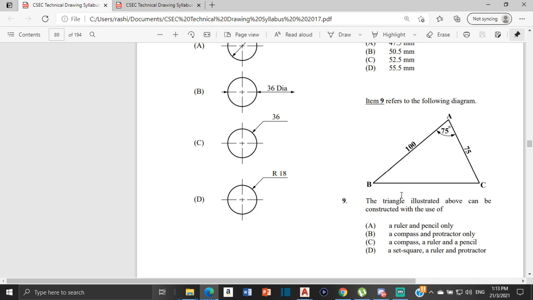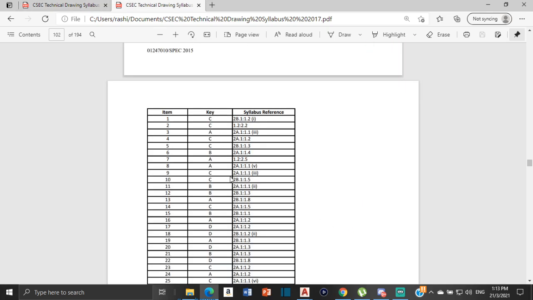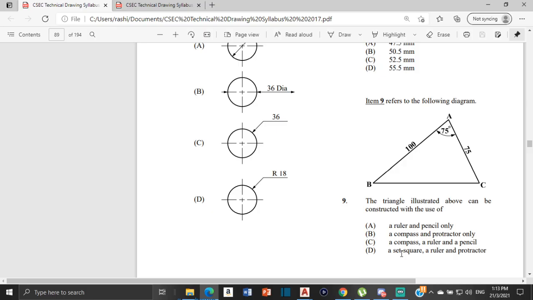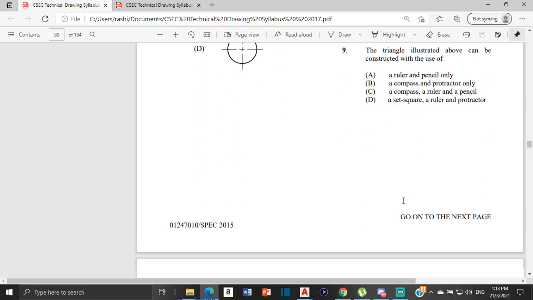Well, immediately we will know that B and D would be ruled out because you need a pencil to draw the lines, and since those answers don't have any pencils involved, it can't be B or D. So we're left with A and C. A says a ruler and a pencil only, but we would also need a compass to get this angle right here. So the answer would be C, a compass, a ruler and a pencil, and we can cross-reference that in number 9, C.